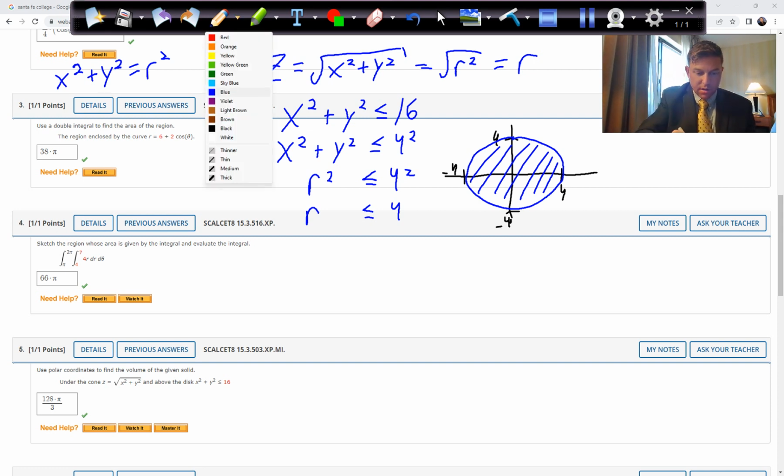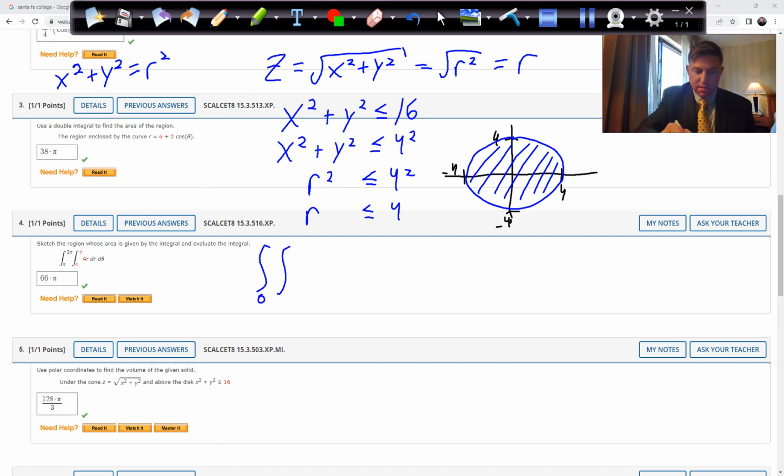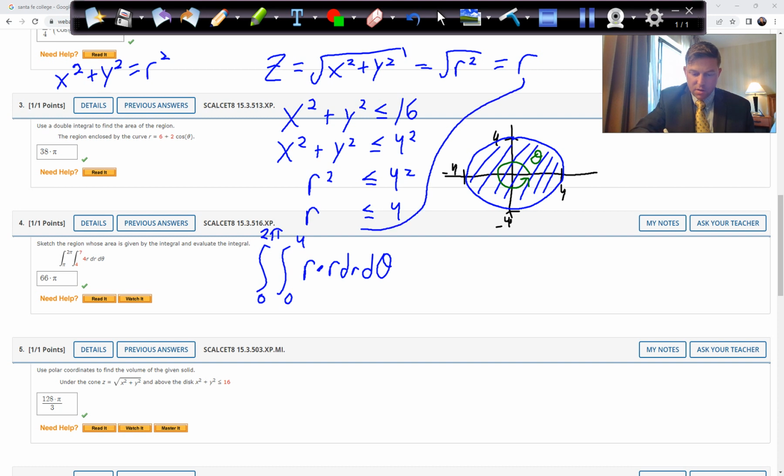So we set up our antiderivative. Notice that theta is going to start at the x-axis and go the entire way around. So that's going to be 0 to 2 pi. Radius is going to go from 0 to 4. The equation we're using is z, but that's r, so we're going to plug in r. Then we have dA, which is r dr d theta. So notice that this r went right there.